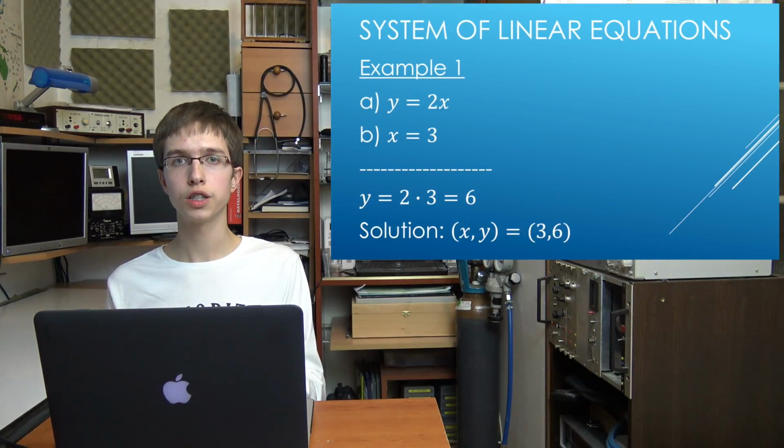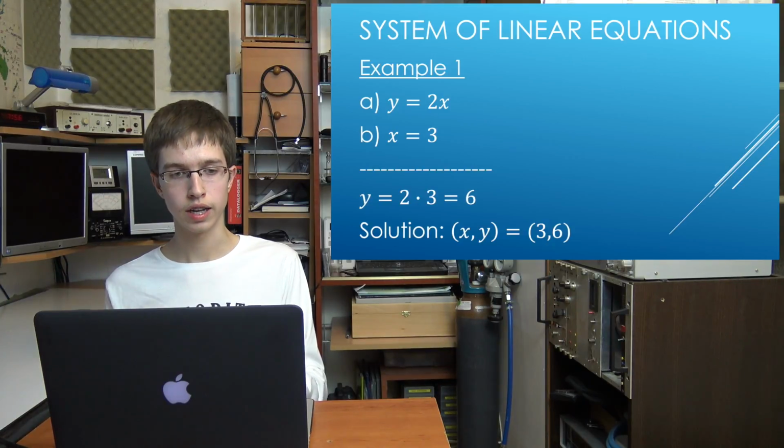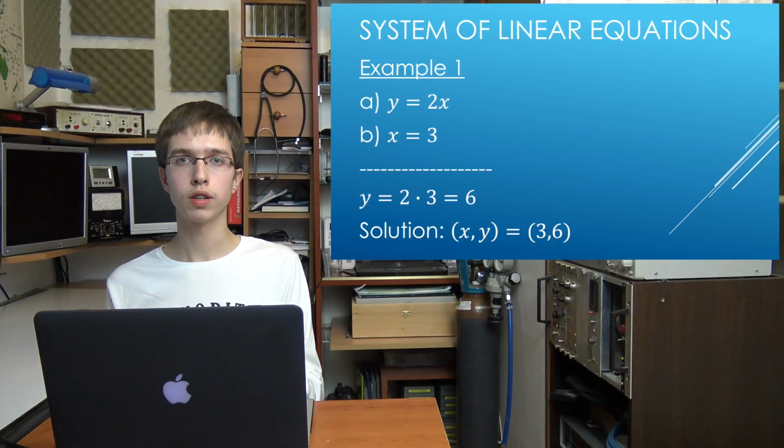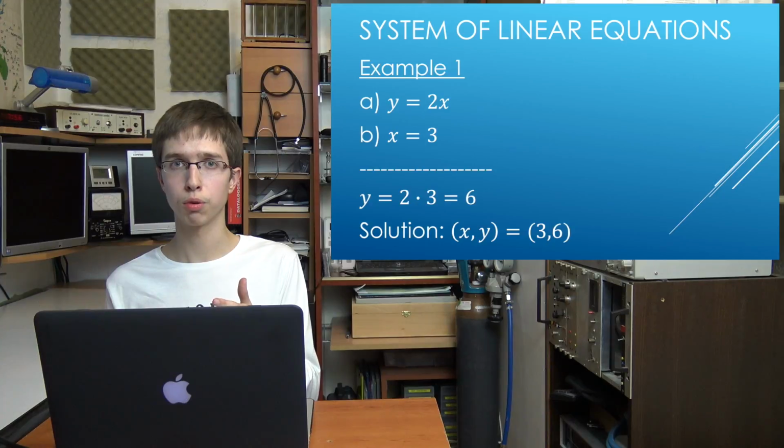System of linear equations is system of two or more linear equations with two or more variables. In these examples we'll learn how to solve systems with only two linear equations and with two variables, which are here marked with x and y, these two variables.